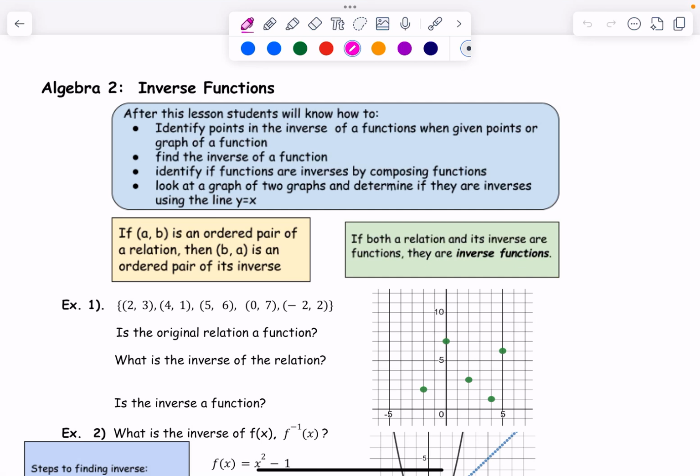We're going to talk about inverse functions. So first, we're going to be able to identify points in the inverse of a function when you're given points, or even a graph of a function, right? And then we're going to be able to find the inverse of a function given a function. We're going to be able to identify if functions are inverses by using composition of functions. And then we'll also be looking at a graph and telling if they're inverse functions just by seeing if they reflect the line y equals x.